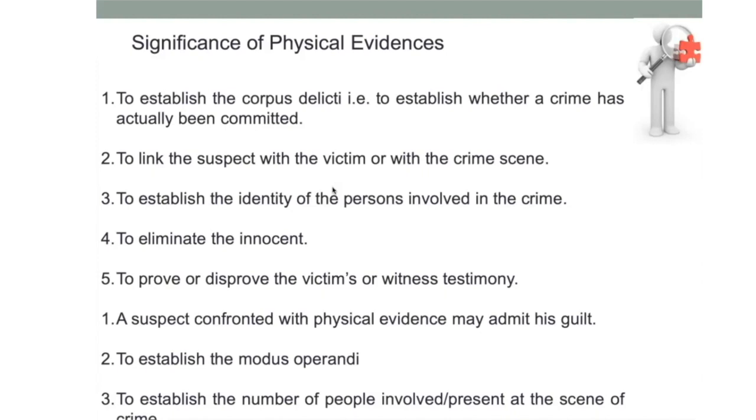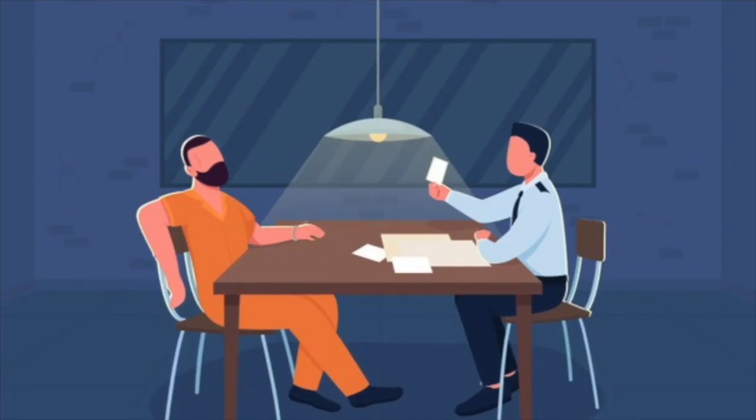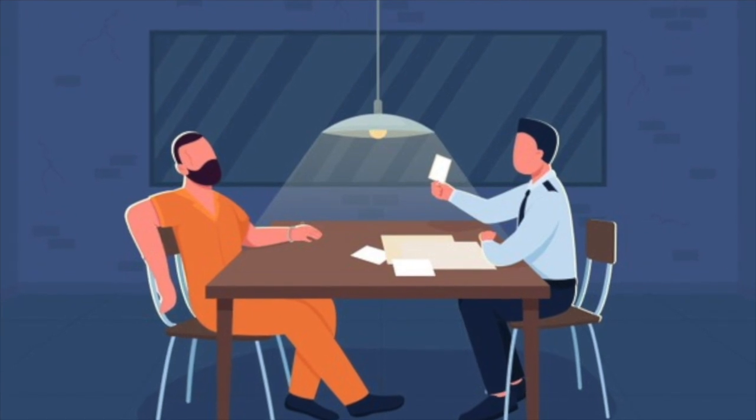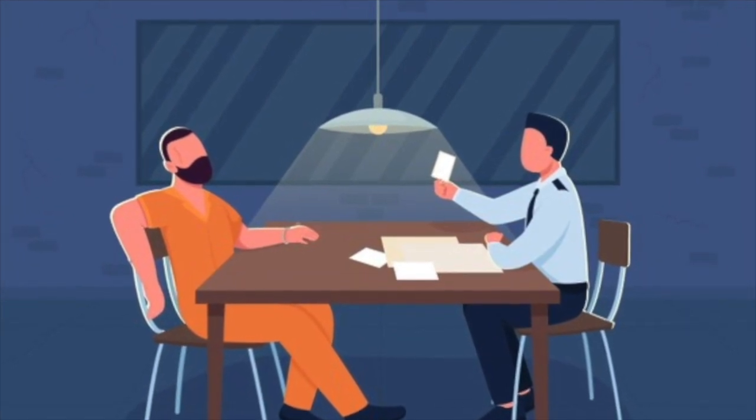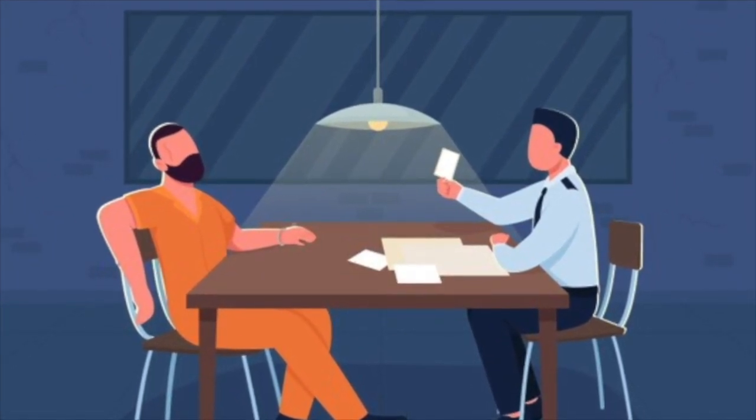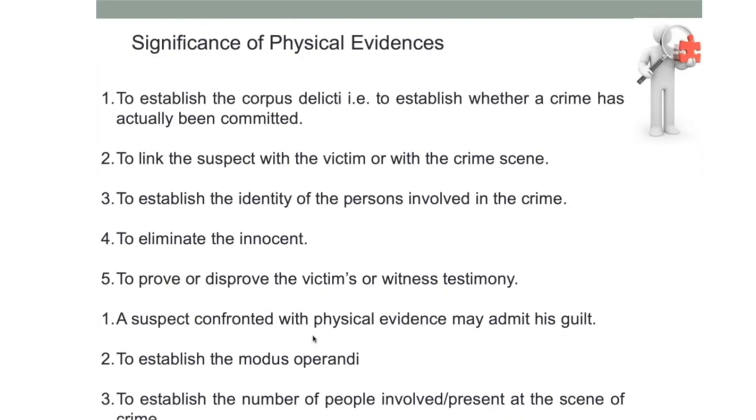The other thing is, if the suspect is confronted with the physical evidence. If you say that your fingerprints have been encountered on the crime scene, many times in court the suspect admits their guilt when they confront the evidence. If you say that on a firearm your fingerprints are encountered, do you have something to say? They will say yes, I did it. So this is also another significance of physical evidence.